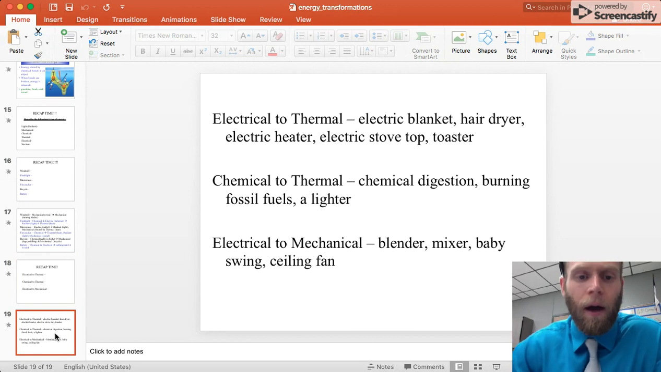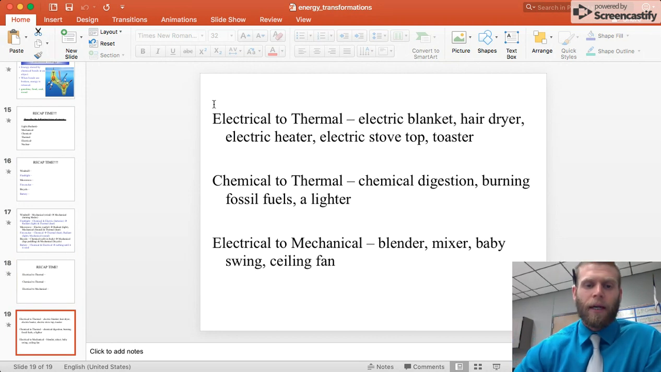Welcome back. All right, so the answer to the previous recap time, we have electrical to thermal. Here's just some examples. Electric blanket, hair dryer, electric heater, electric stove, toaster. Pretty much anything you plug in that creates heat is a great answer.